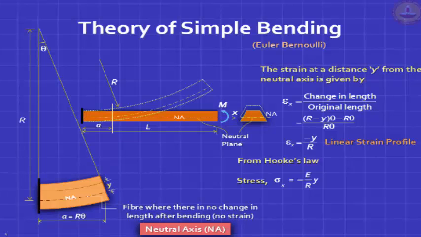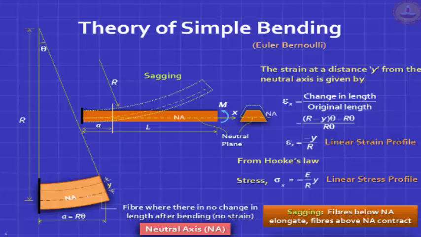That not only do the strains have a linear profile, the stress also has a linear profile, and here we're talking of normal stress, the same kind of stress which you get by stretching, applying an axial tension or an axial compression. Here you have both. Layers above the neutral axis are compressed, layers below the neutral axis are extended. You have compressive stress and tensile stress, and the whole thing put together gives you the effect of the moment.